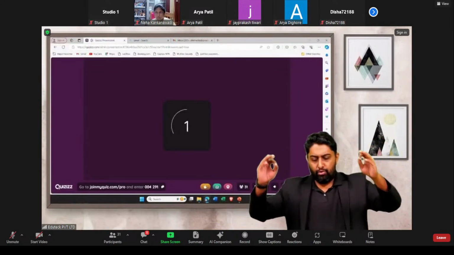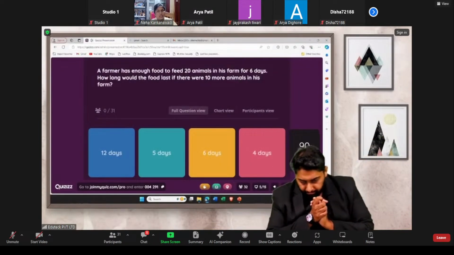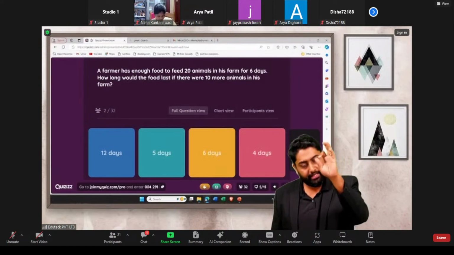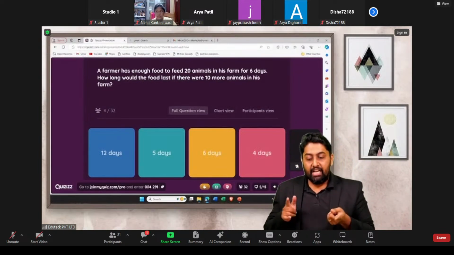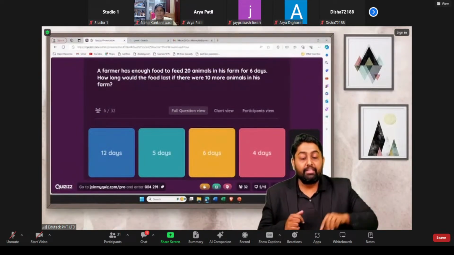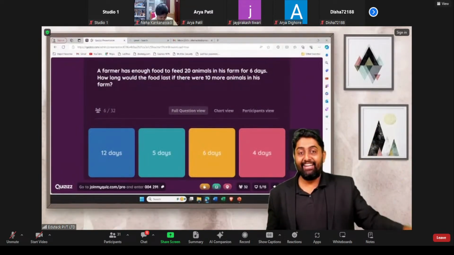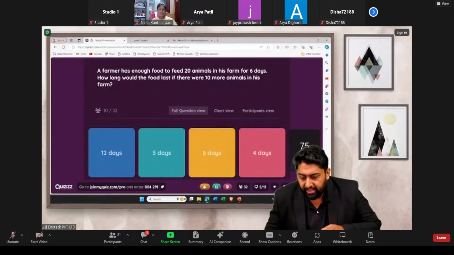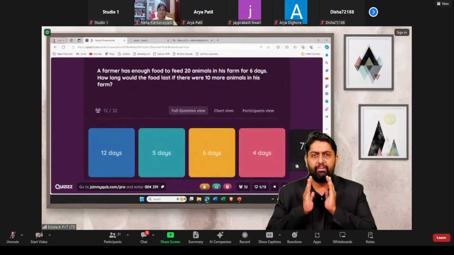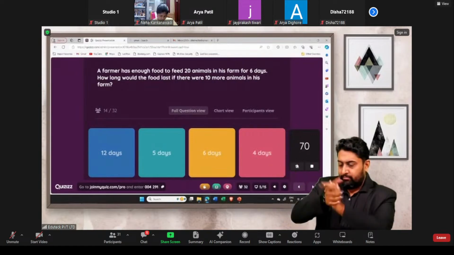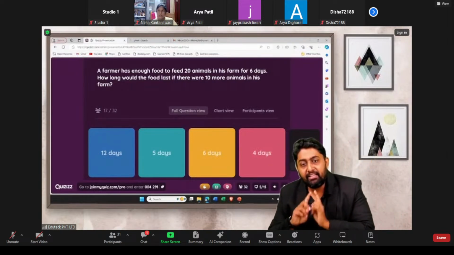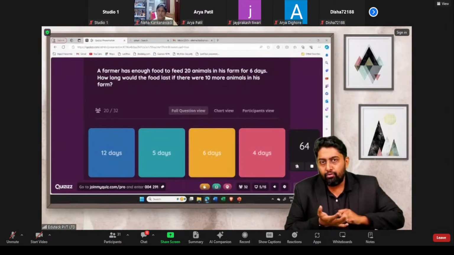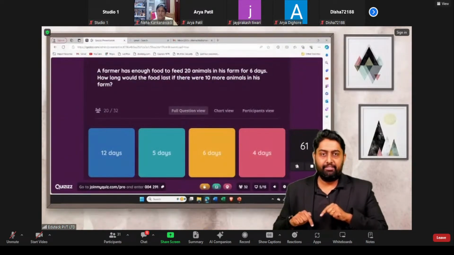3, 2, 1, go. A farmer has enough food to feed 20 animals in his farm for 6 days. How long will the food last if there were 10 more animals added? Now, here is a twist that you all need to understand. Oh my God. I've just read the question and I've seen 11 answers already. I am expecting that these 11 answers are correct and that everybody has properly gone through the question and then give me the answer.